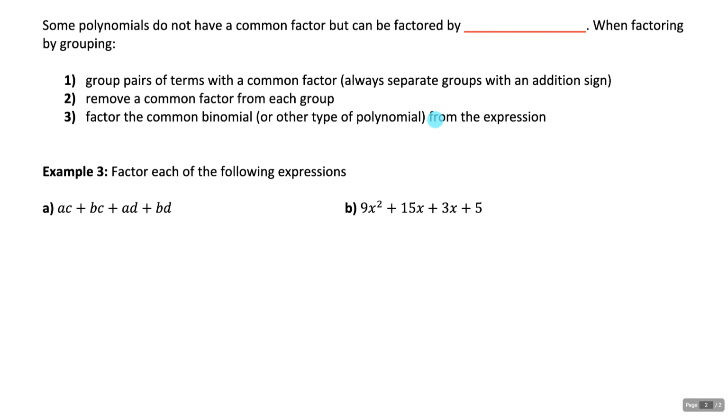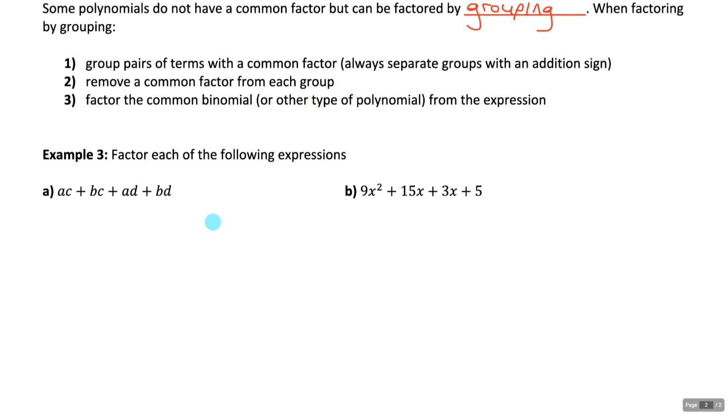We're going to finish off the lesson with one last thing. Some polynomials don't have a common factor, but can be factored by grouping. When factoring by grouping, what we do is we group pairs of terms together that do have a common factor. We remove a common factor from each group, and then we check to see is there a common binomial or trinomial, some type of expression between the two groups. So let's see how that works.